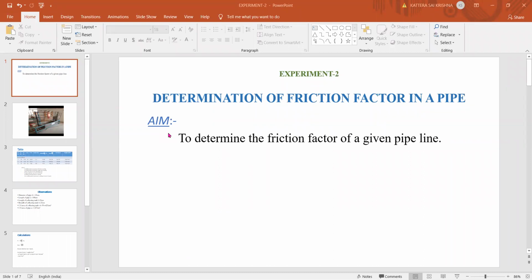We have 20 minutes time. Shall we solve a problem on manometers? Yes.